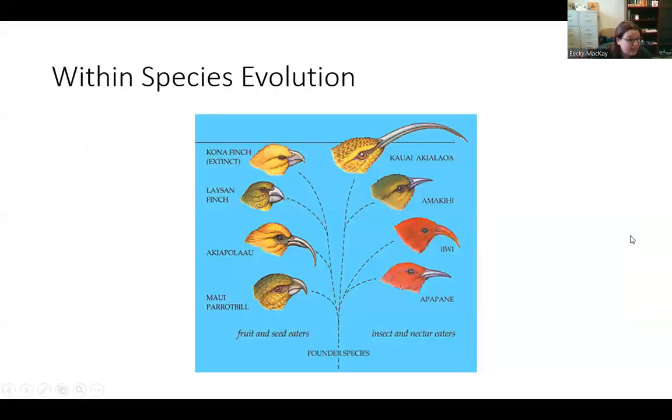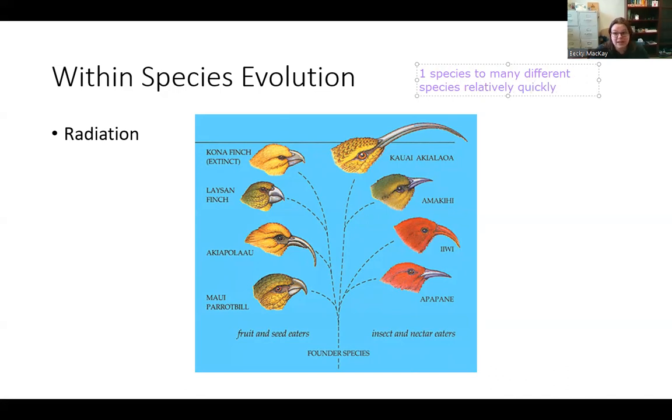And when this happens really fast, well, you have maybe a founder species like these fish, or here, these are birds in Hawaii. This is really similar to Darwin's finches. When you get species evolution that happens really fast, we call it radiation. And so what happens is you go from one species to many different species relatively quickly. And by that, I mean, it may take a couple thousand instead of tens or hundreds of thousands of years. So this actually happened on Hawaiian Islands.